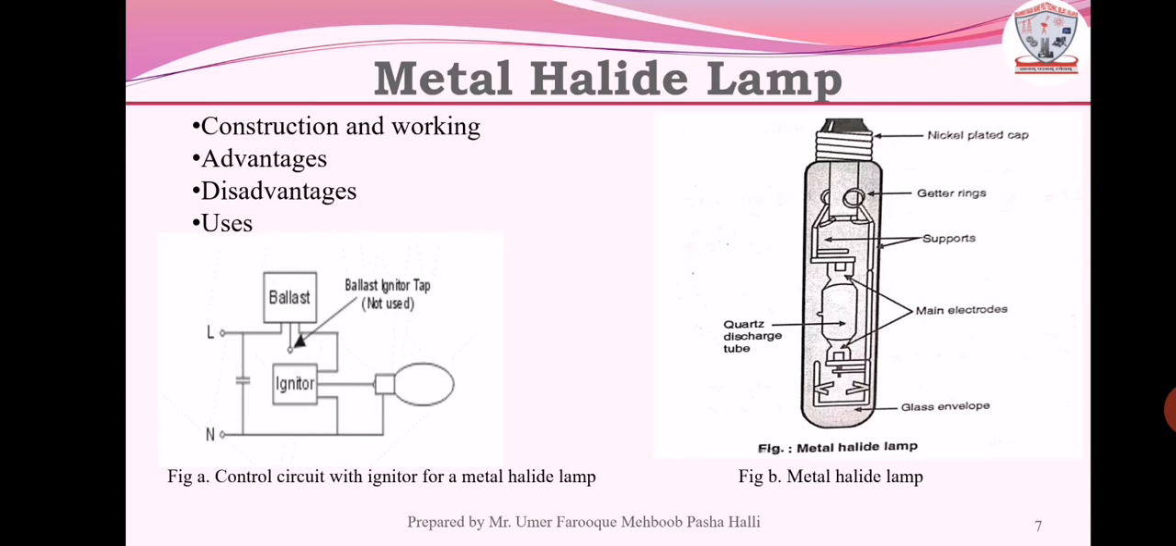Now there are advantages: good for high ceiling indoor lighting. Next, more pure white light is obtained. Next, more energy efficient than the mercury lamp or halogen lamp. Next, there are disadvantages: cost is more. Second, produces more light pollution. Uses, that is applications: used for high bay interior and high mast exterior installation, that is, it is mostly used in sports stadiums and floodlighting projectors.